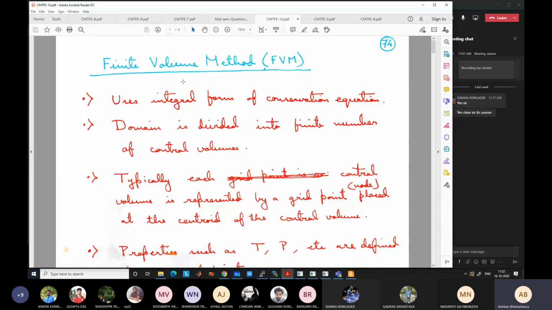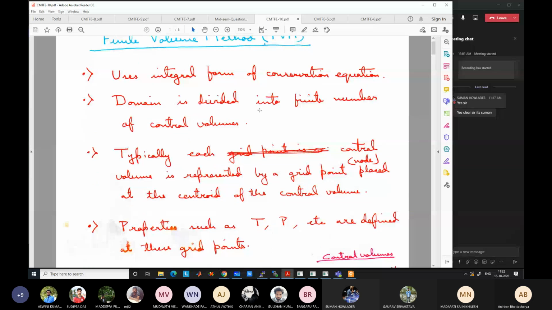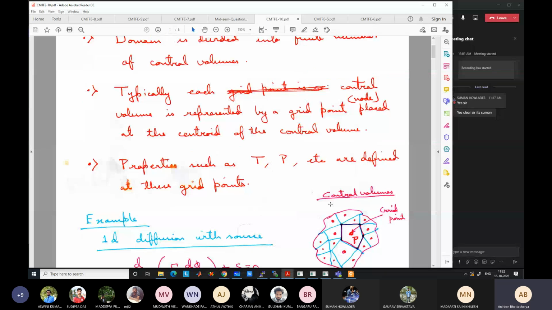I will come to an example later. Just let me go through these points first. We divide the domain into a finite number of control volumes. Say there is an arbitrary domain like this. The domain is divided into smaller volumes, and these volumes are known as control volumes. Each of the subdomains, given by this blue, is a control volume. They can be arbitrary in shape, regular in shape, triangular, rectangular, any other type of quadrilateral, pentagonal, hexagonal, whatever.